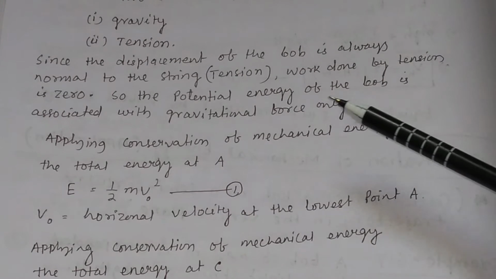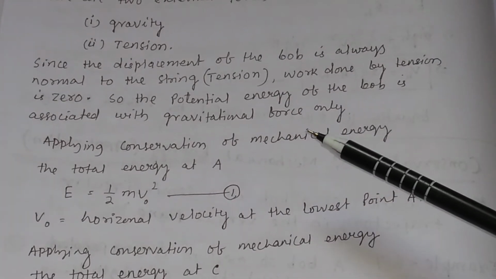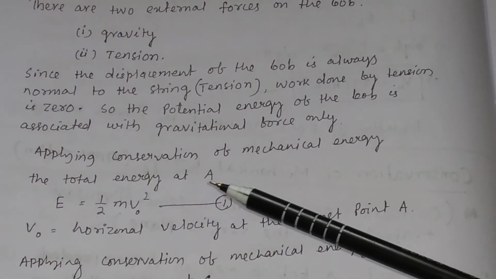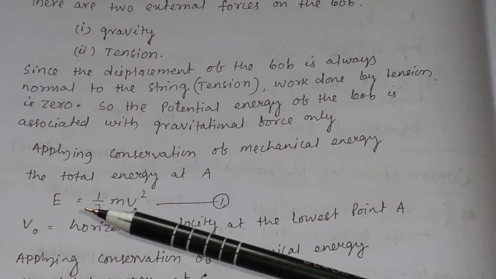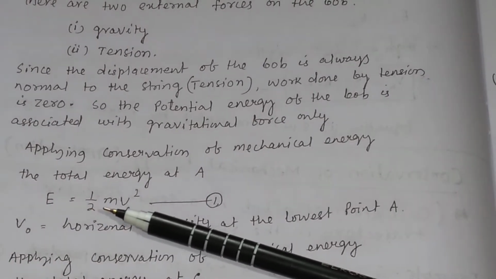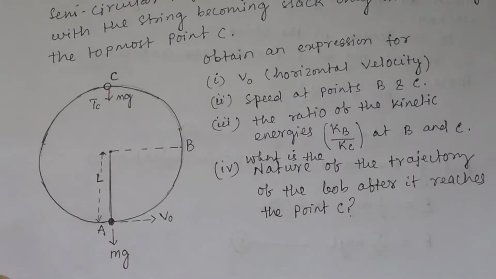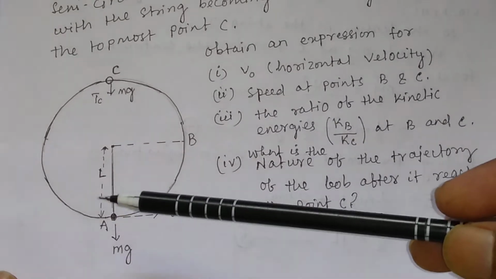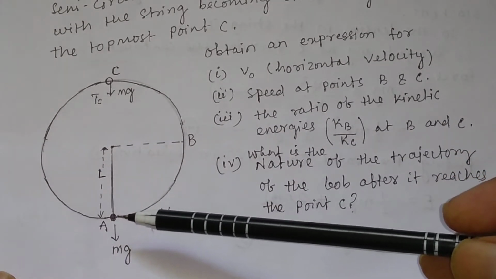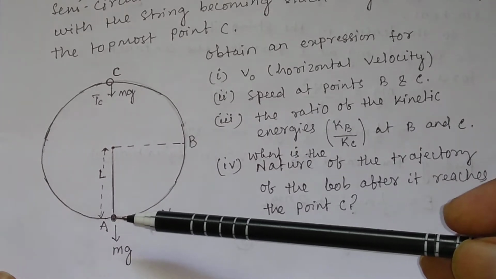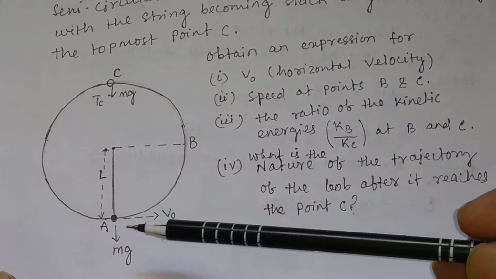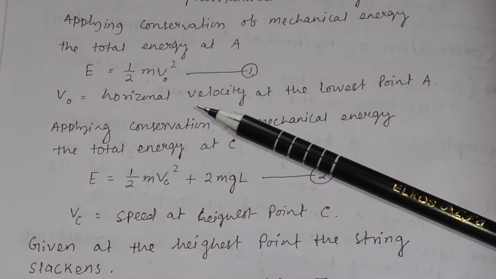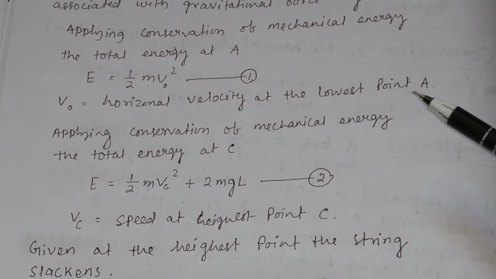So the potential energy of the bulb is associated with gravitational force only, and applying conservation of mechanical energy, the total energy at A is equal to E. Suppose the total energy at A equals E, that will be equal to half mv0 square. You see at this point A, the lowest point, the total energy is kinetic because potential energy here is equal to 0. So total energy at A, suppose equal to E, is half mv0 square. As we have discussed, v0 is the horizontal velocity at the lowest point A.